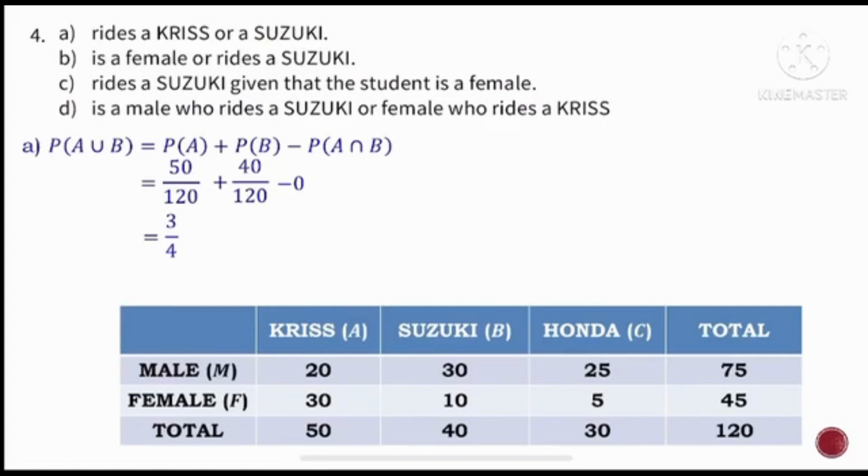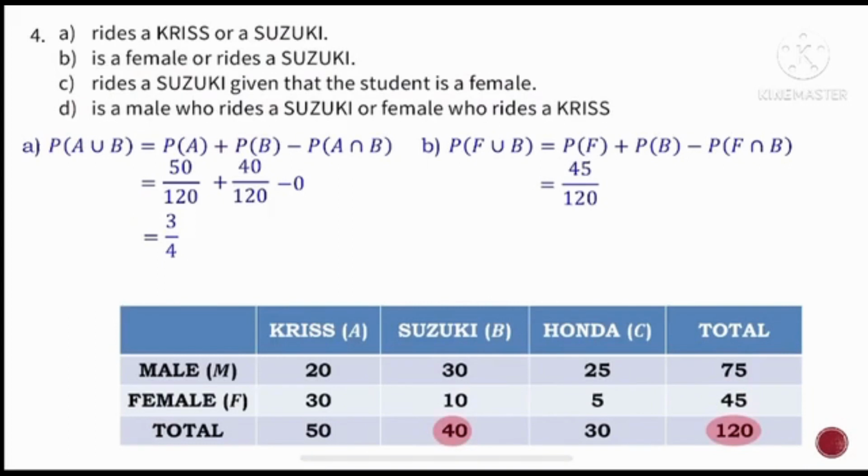Question B is probability that the student is female or rides Suzuki. This means probability F union B and it equals P(F) plus P(B) minus P(F intersect B). P(F) equals 45 over 120, which is the total female divided by the number of sample. P(B) equals 40 divided by 120. That means the total Suzuki divided by the number of sample. P(F intersect B) is 10 divided by 120. That means the number of females who ride Suzuki divided by the number of sample. The answer is 5 over 8.